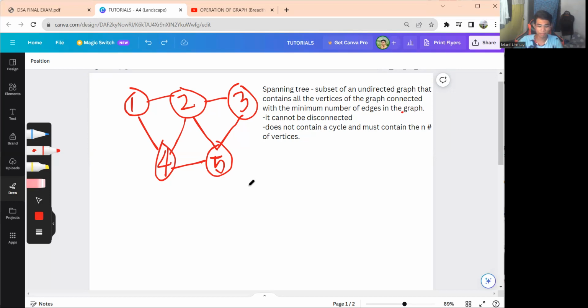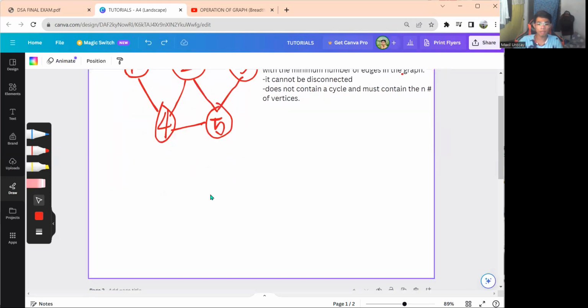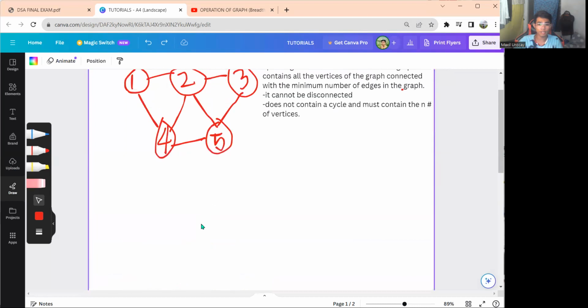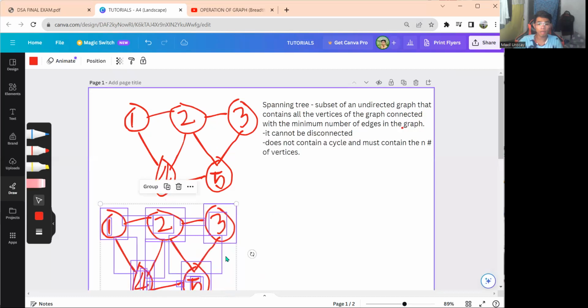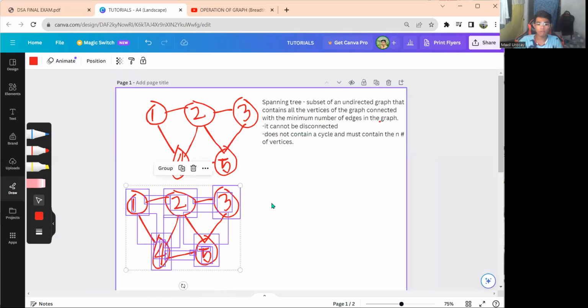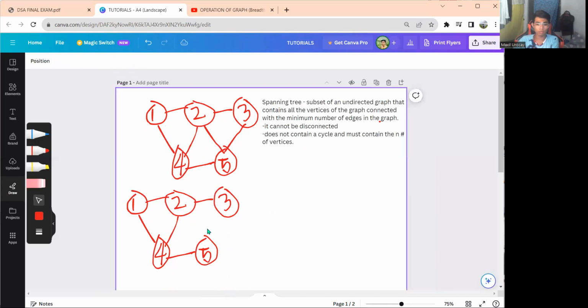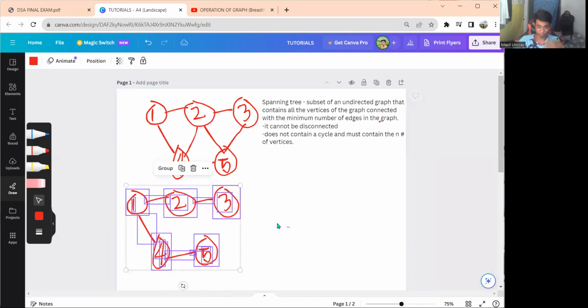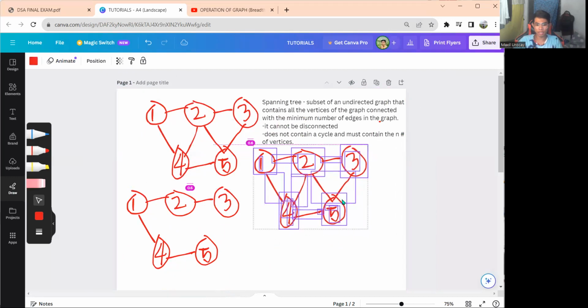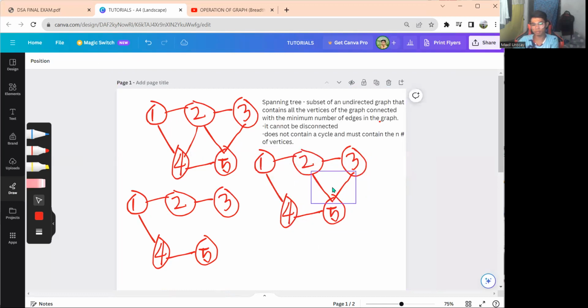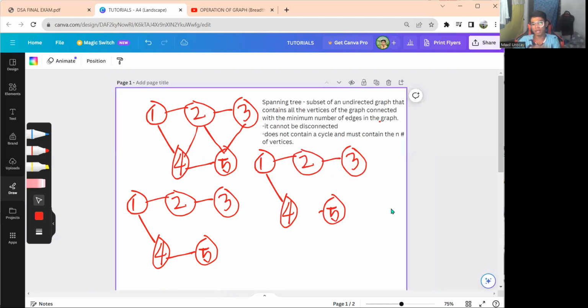So say, for example, the minimum spanning tree that we can come up with here is, we can come up with 5 minimum spanning trees of this example. So say, for example, as long as it's not a cycle, class. So therefore, this is already a spanning tree. Then another example, another spanning tree, we can also say like this.